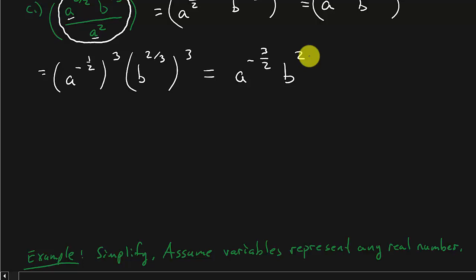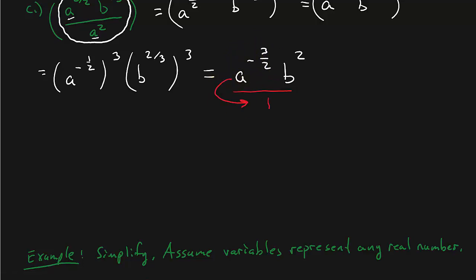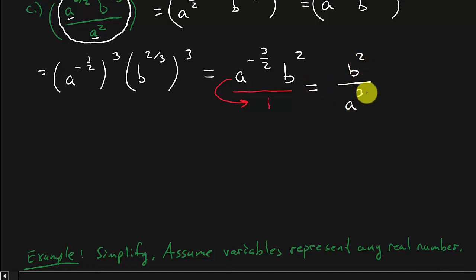All right. Now, remember, whenever you're simplifying these things, you want your exponents to be positive. So I'm going to look at this as being over 1. I have a negative exponent on my a, so I need to move that across the fraction bar. And so that's going to give me b squared over a to the 3/2. And there's my answer.